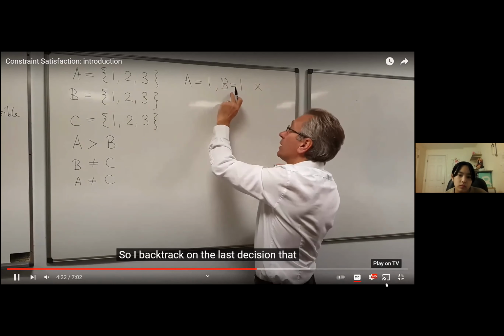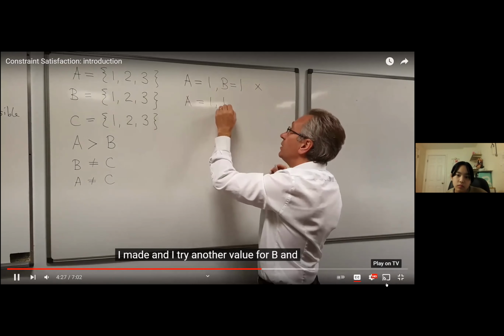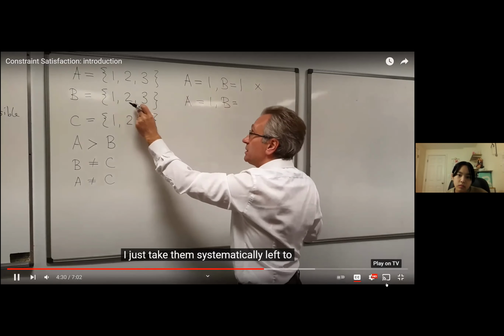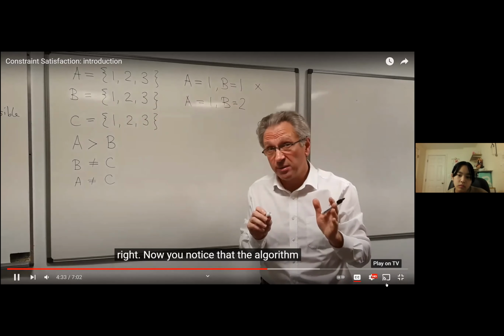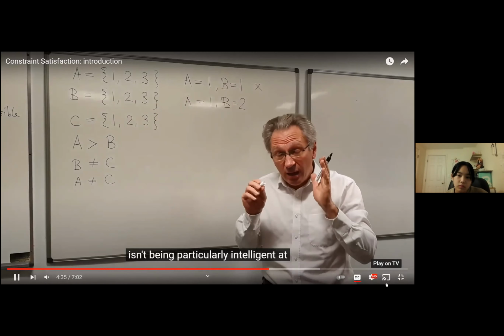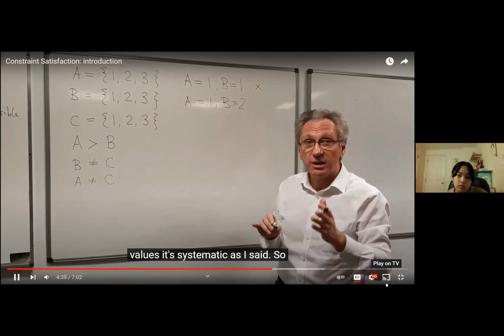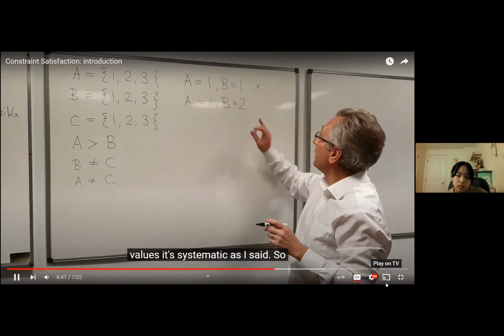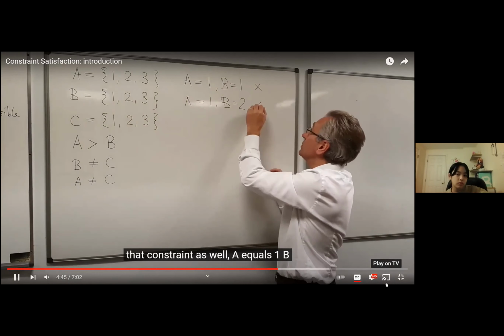So I backtrack on the last decision that I made, and I try another value for B. And I just take them systematically left to right. Now you notice that the algorithm isn't being particularly intelligent at this point because it's trying greater values. It's systematic, as I said. So A equals 1, B equals 2. Well, that breaks that constraint as well.